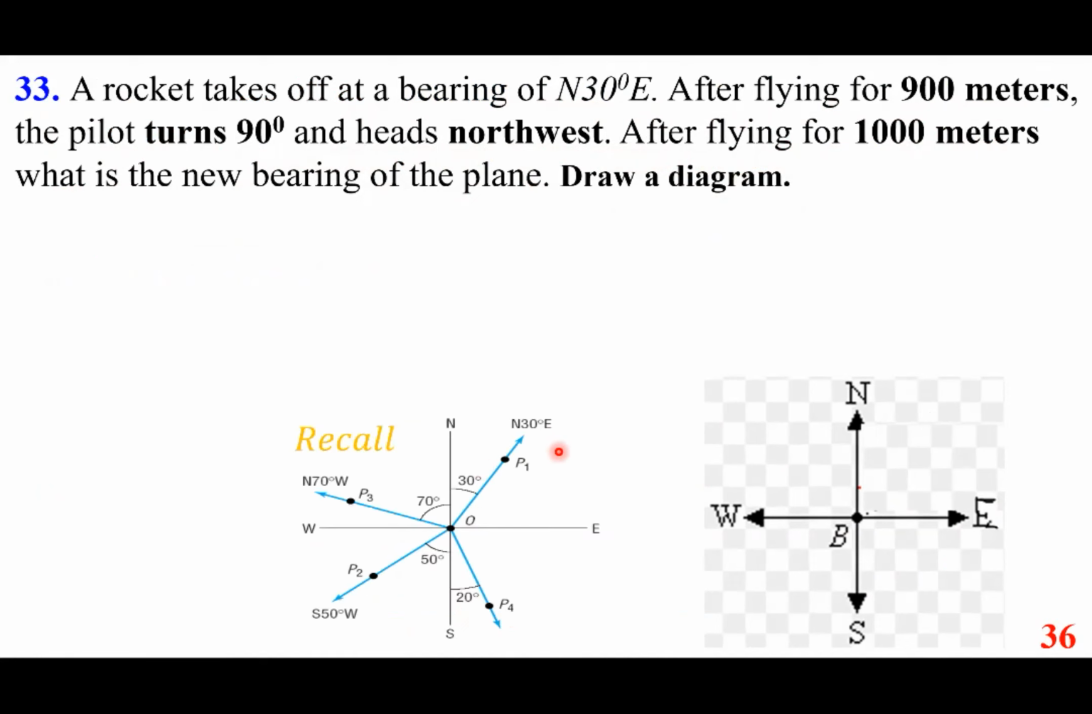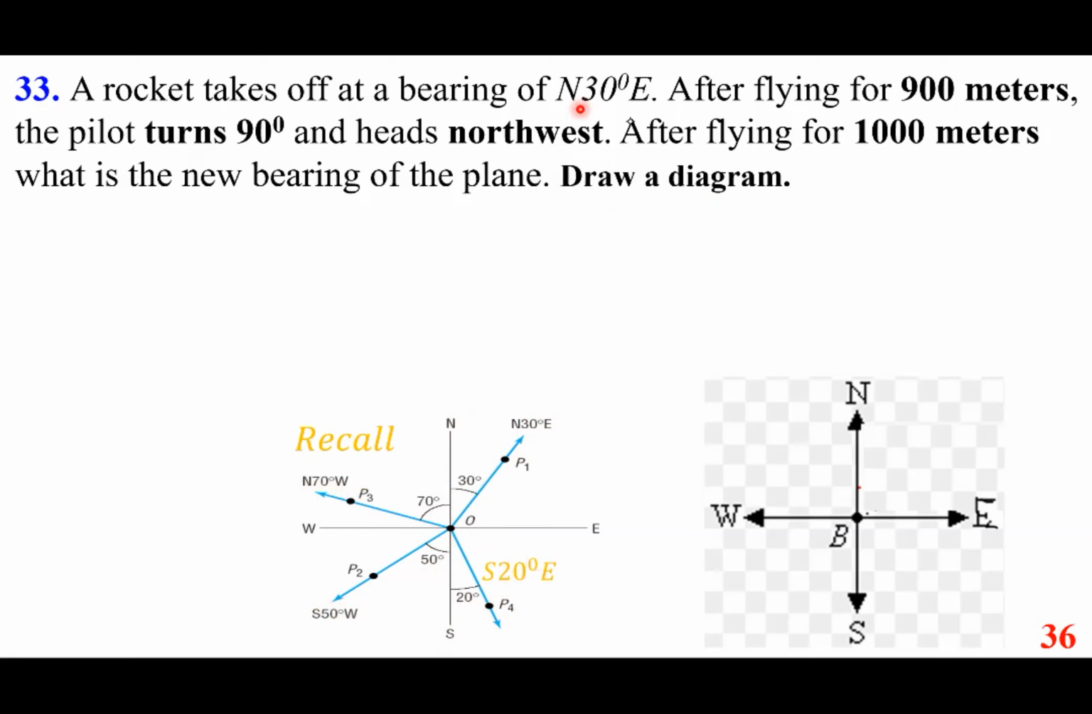Number one, reminding you of the bearings. If you want to go with north and south, so this is north. When we go 30 degrees east, this is north 30 degrees east. This one is north 70 degrees west. Looking down, we start with south. This way would be south, for example, 50 degrees west. This would be south 20 degrees east, just as an example.